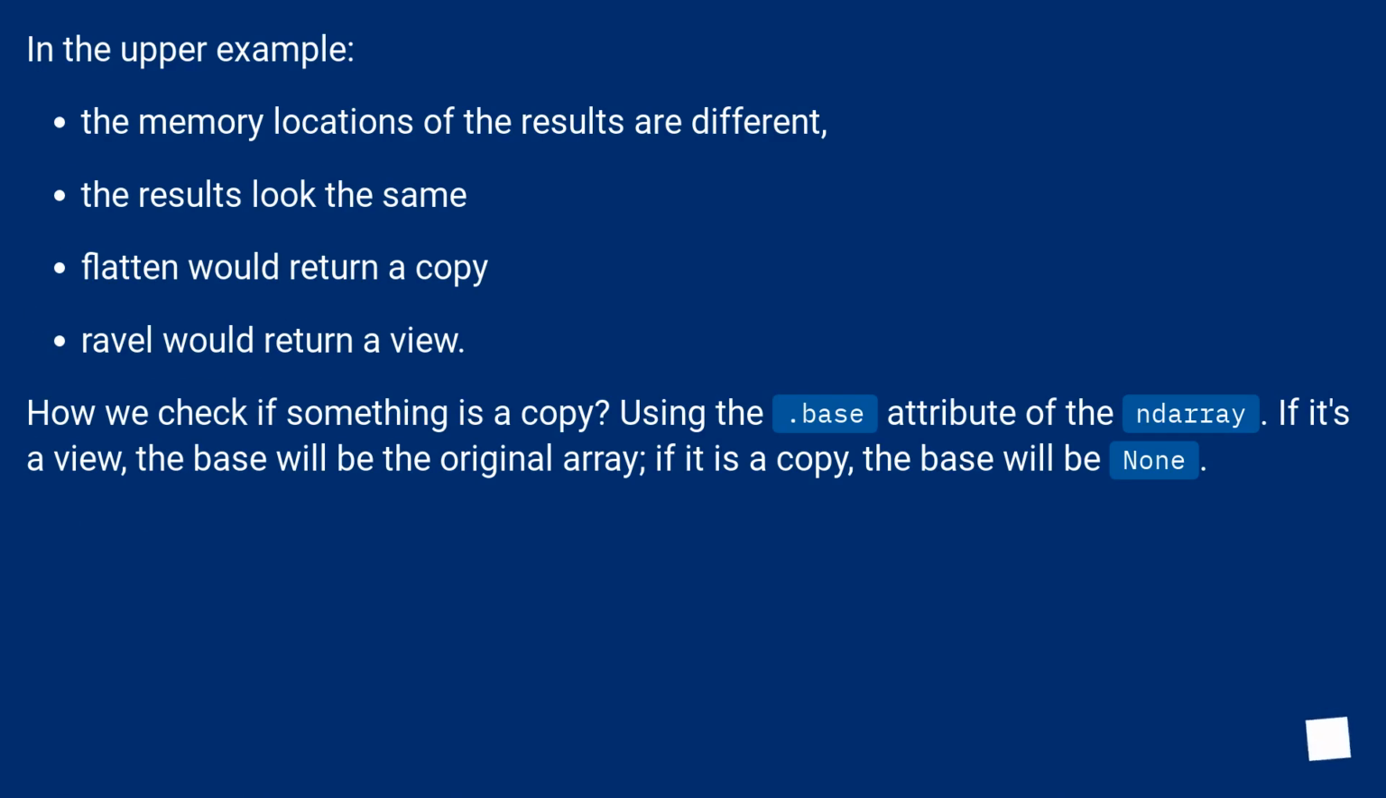In the upper example, the memory locations of the results are different. The results look the same. Flatten would return a copy, ravel would return a view.